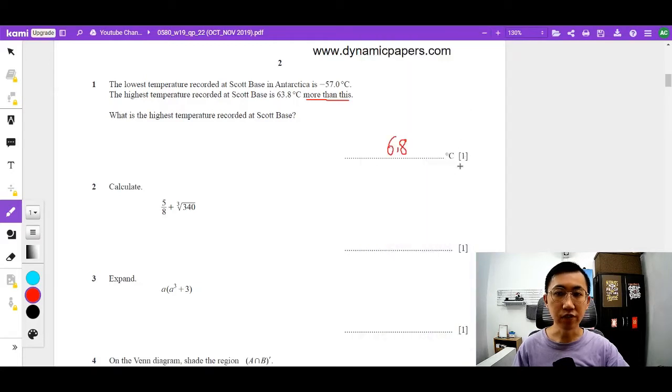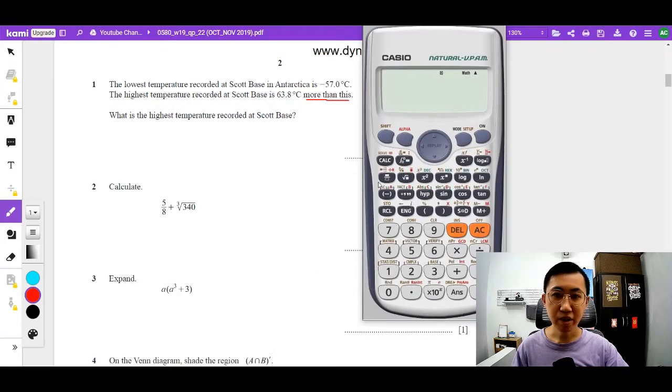6.8. Careful, if this is a 2 marks question, we have to show working. But since I saw that it's a 1 mark question, right? So only the final answer will be graded. So no need to show working. 1 mark, alright? So calculate this. Again, it's a 1 mark question, means no need to show working. So this is just calculator's game, man.